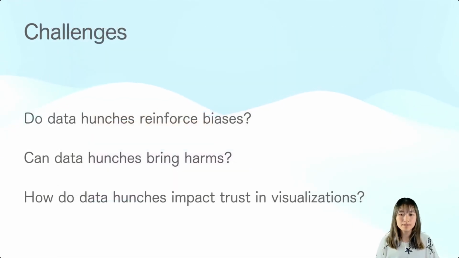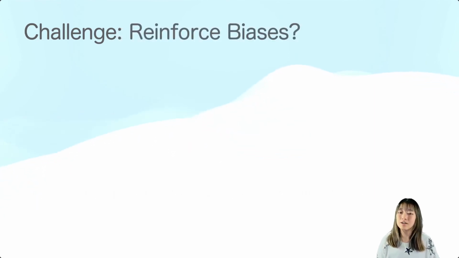We hope to open up new design opportunities by recognizing data hunches and proposing techniques to record them, but there are some issues and ethical considerations we need to address. We identify 3 main challenges and concerns that can come along with data hunches. We have detailed discussions in our paper, and I will only go into the first point here. Does the data hunch reinforce user biases?